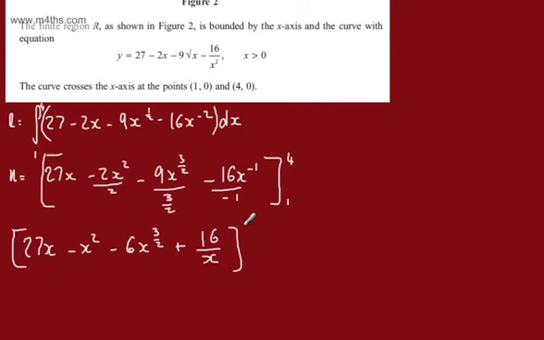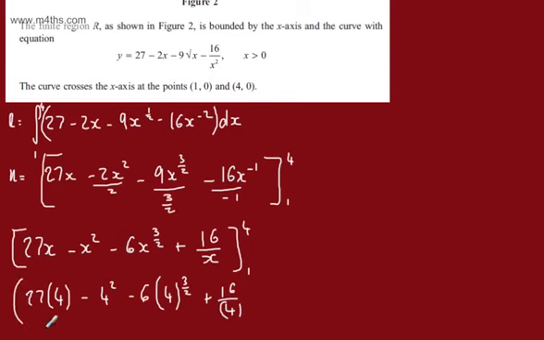So subbing in now 4 and 1, let's go ahead and do that. So we're going to have 27 lots of 4 minus now 4 squared minus 6 lots of 4 to the power of 3 over 2 plus now 16 over 4. From that, we're going to now subtract away from here 27 lots of 1 minus 1 squared minus 6 lots of 1 to the power of 3 over 2, and then we're going to have plus 16 over 1.